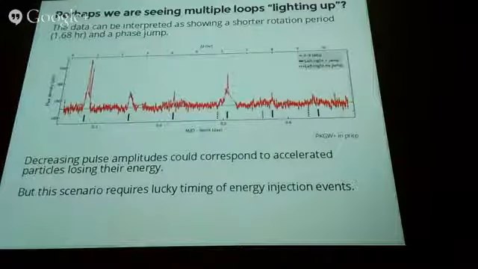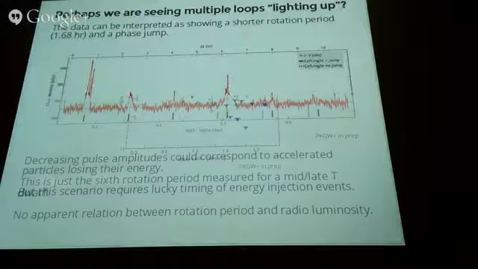And then maybe there's another burst. Maybe you see the same thing, it's lighting up a different loop at a different longitude. But you have to assume that these things are nice and non-overlapping. So I don't think there's any good reason to prefer that interpretation to just things at a single periodicity with just a variable pulse structure.